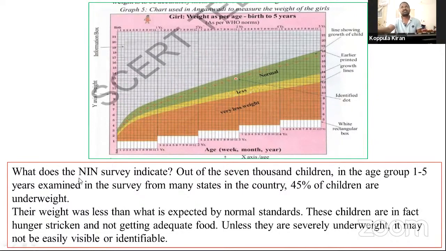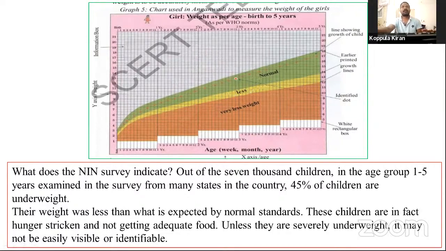Our National Institute of Nutrition conducted a survey in different states in our country, particularly of children below 5 years of age. 7,000 children were surveyed by NIN. What happened in the age group of 1 to 5 years, examined in the survey from many states in the country? 45% of children are underweight.